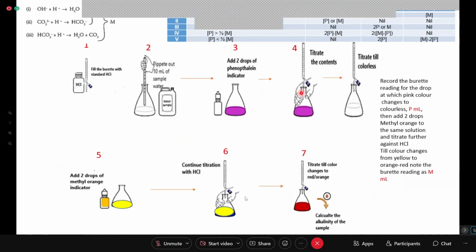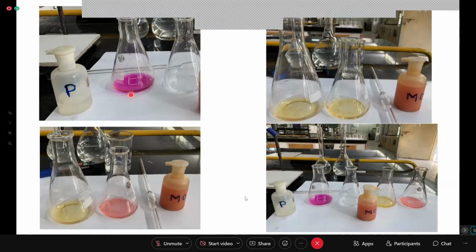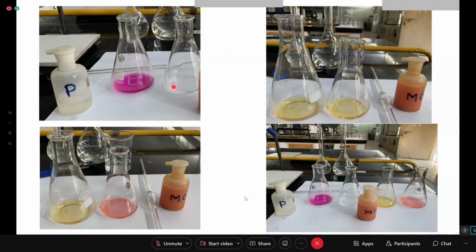Now the important part is these are some photographs. This is phenolphthalein indicator, water, a poly bottle is there. The conical flask contains water samples. Here, to the alkaline water sample, phenolphthalein is added, so it gives a nice pink color. On titrating with HCl, it gives a colorless solution. Then to this colorless solution, when you add methyl orange indicator, you get a yellow colored solution. One of the conical flasks is titrated and one is kept to compare the color change.